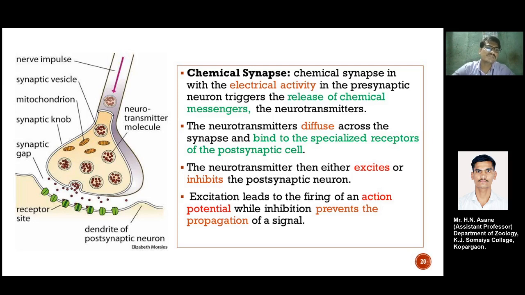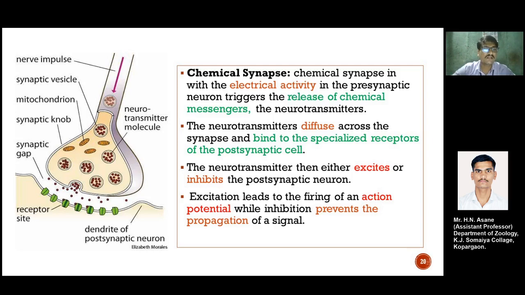As you can see in the picture, the nerve impulse is passing down the axon. Then at the synaptic knob, its outer membrane, and the synaptic gap, you can see that these neurotransmitters are released into this gap.